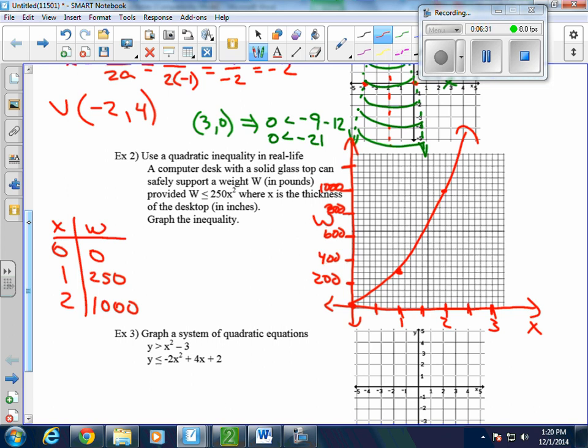And it's solid because of the less than or equal to. And we're going to pick a test point. Well, let's pick the test point (1, 0). So again, we put that in. 0 is less than or equal to 250. Is that true? Is 0 less than 250? The answer is yes. So our solution would be everything in here.